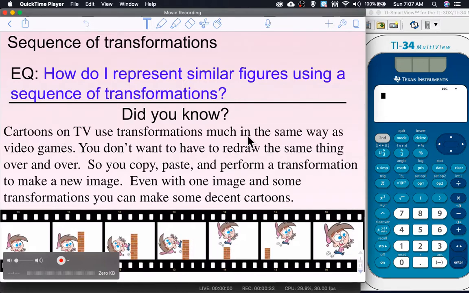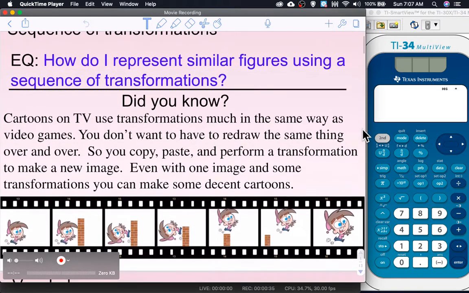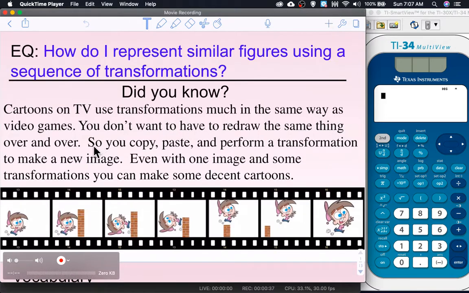Did you know that cartoons on TVs use transformations much in the same way as video games? You don't want to have to redraw the same thing over and over again. So a lot of times they'll copy, paste, and perform a transformation to make a new image. This little cartoon strip I have down here, I made with one image of Jimmy from Fairly Odd Parents, and this little brick wall. That's it. So it's one image and some transformations.